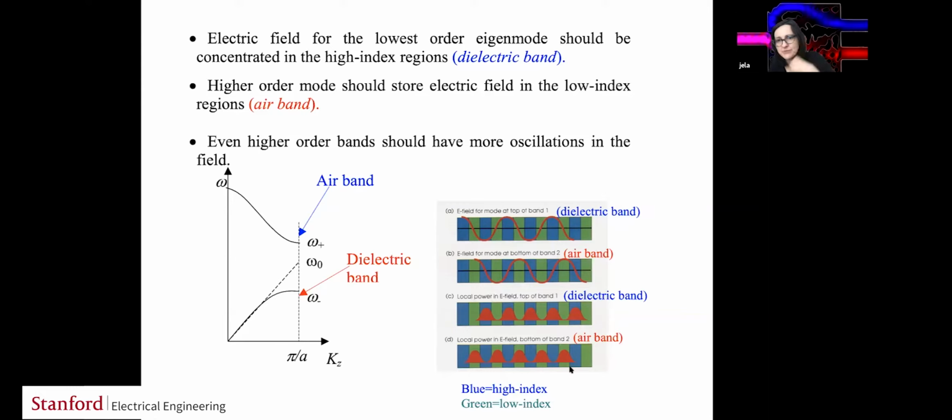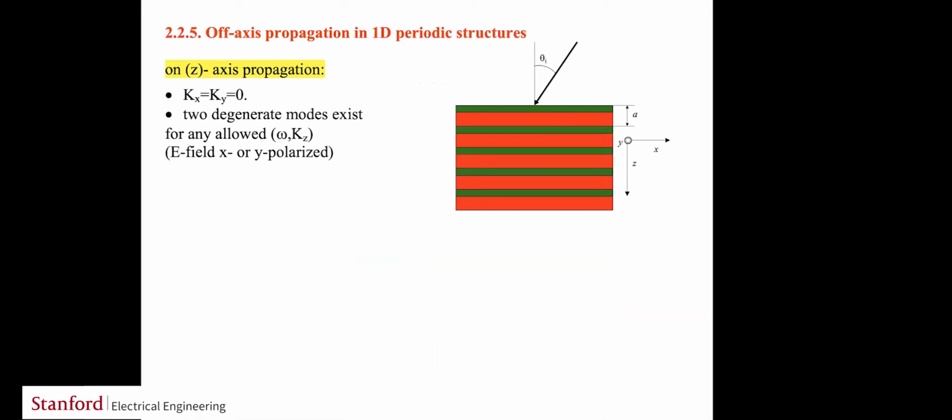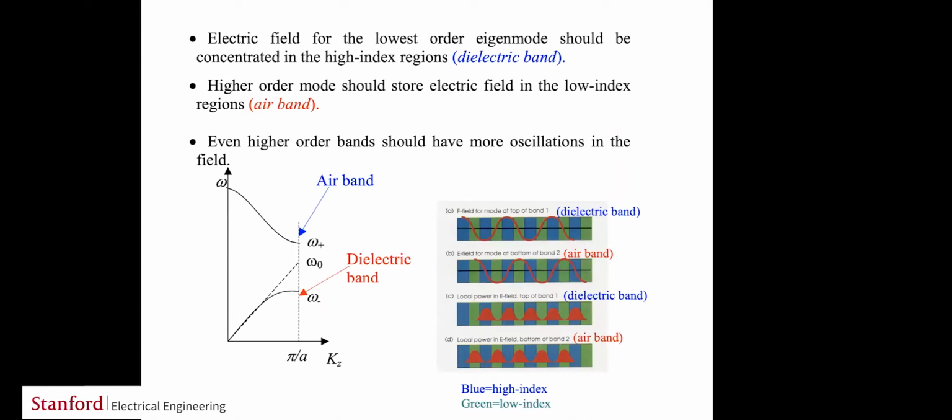And likewise for the air bands. As you are going to higher and higher bands, you will start seeing more and more oscillations in the electric field. And of course, we're not really solving here for the electric field distribution. We're just discussing what you expect to see from the bands, right? But indeed, if you actually solve for the electric field numerically, this is what you will see. And we will see how that looks for two-dimensional photonic crystals in a moment. Any questions?